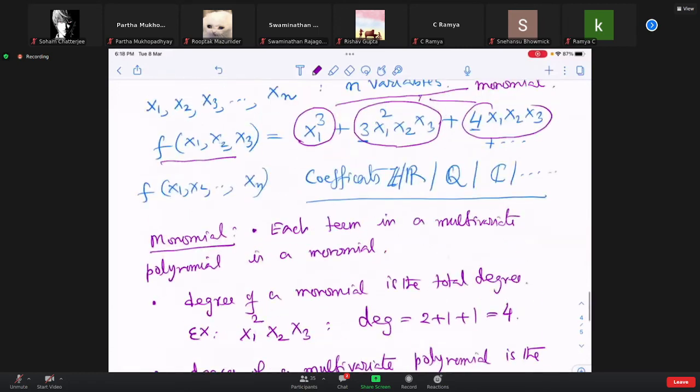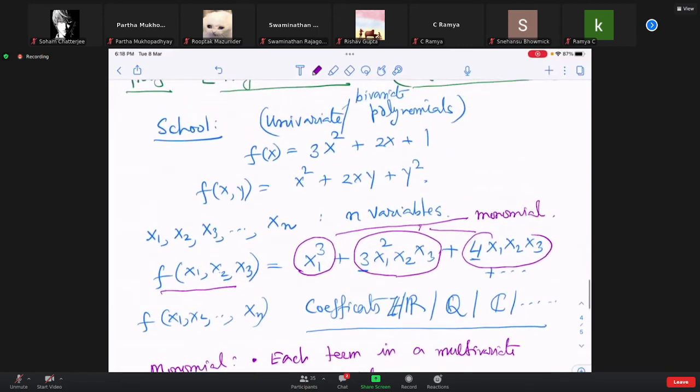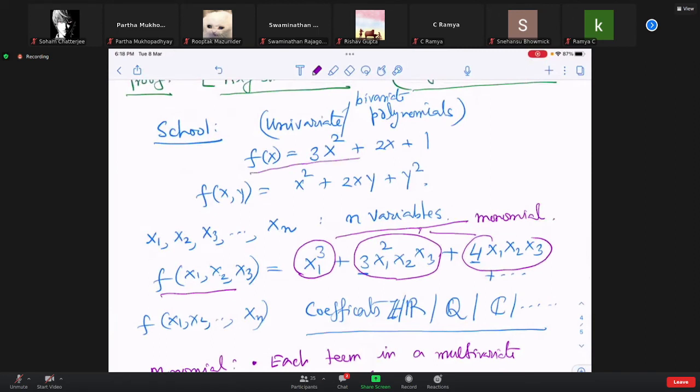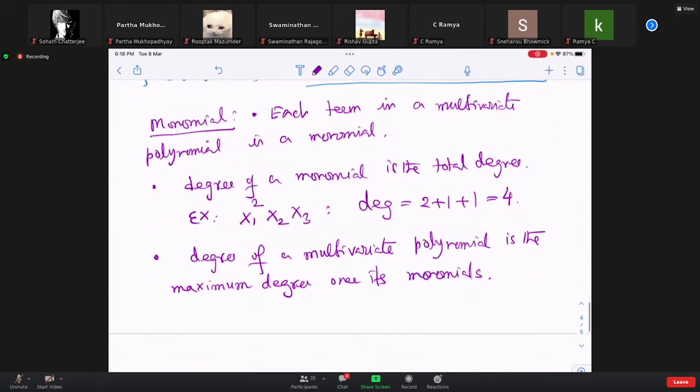Makes sense, right? For example, in school, when you look at a univariate polynomial, you will call it degree 2 because that is the highest degree. That notion generalizes to the multivariate setting also. The number of monomials in a polynomial of degree n, that is the partition number, right? Partition of it. Yes.